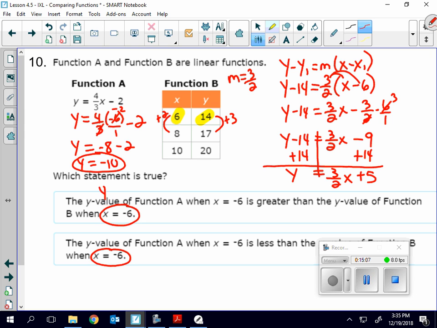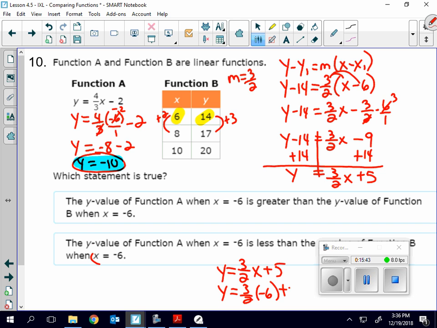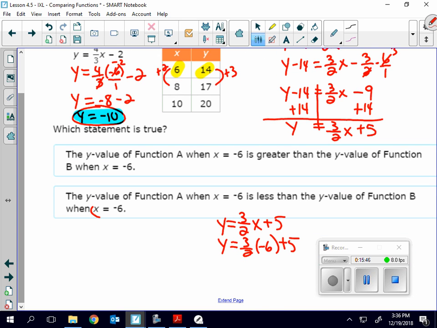So we have, let's use blue, we have a y of -10, and we don't have the other one yet. We need to plug in -6 for x. -6 for x, let's see. I'll do it down here. We have y equals 3/2 x plus 5. We're going to plug in -6. Okay, so we plugged in -6 for x, and we're just going to solve that.